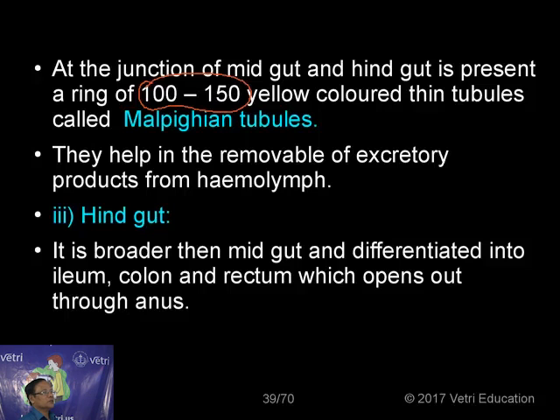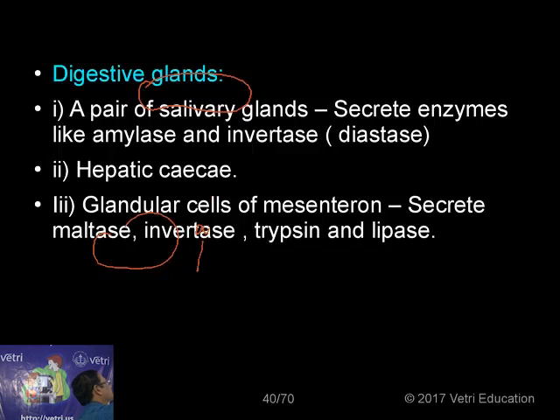Now the hindgut, when compared to the midgut, is somewhat broader. It is broader than the midgut and differentiates into three components: ileum, colon and rectum. The rectum opens outside. So there are three components in the hindgut as seen in the picture: ileum, then colon and rectum, which opens outside.